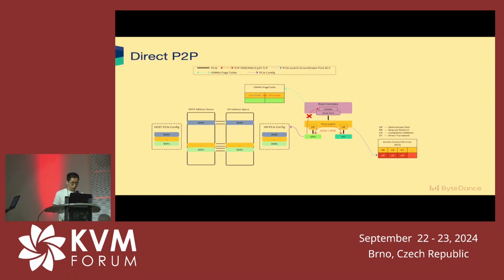So we can see that about the method to ensure we get this transmission path, we modify the VM BIOS to ensure that the GPU BAR address space in the VM is the same as the address in the host.